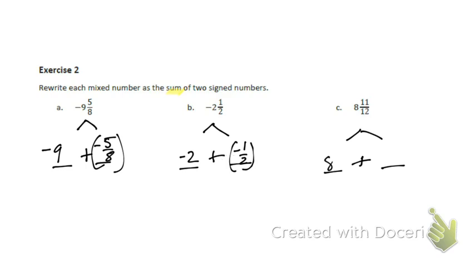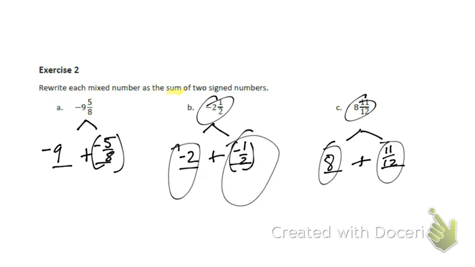Then C is just 8 plus 11/12. Alright. Right here, since it's positive, it breaks apart to become two positive numbers. Back here, when it was negative, it breaks apart to become two negative numbers.